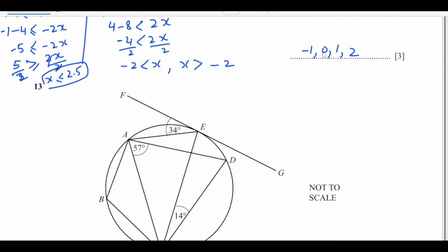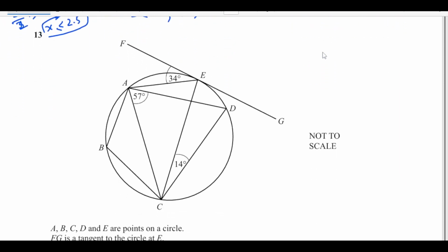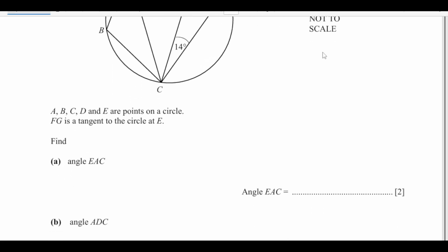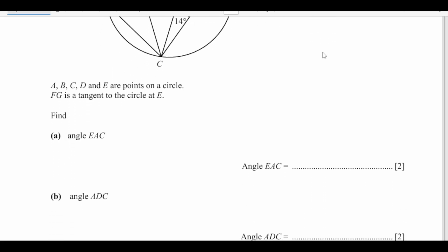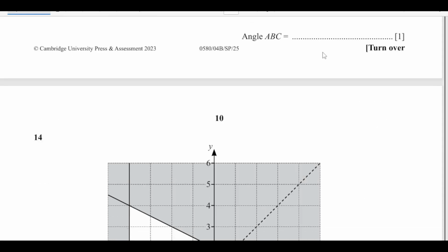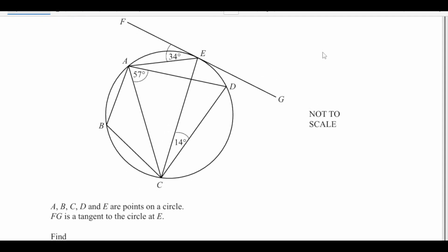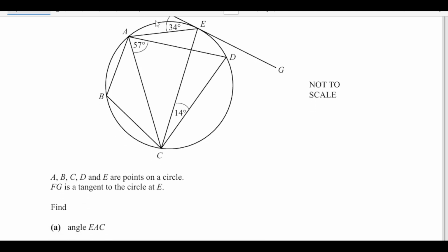Okay. Now number 13, here is a question from circles. A, B, C, D, E are points on a circle. F, G is a tangent to the circle at E. Find angle EAC. Okay, let me go slowly. A, B, C, D, E are points on the circle. F, G is a tangent. This is F, G here on the tangent. Find angle EAC. We are looking for this angle, right? EAC.